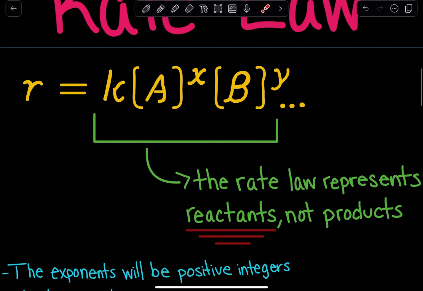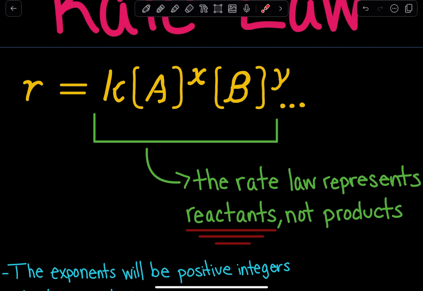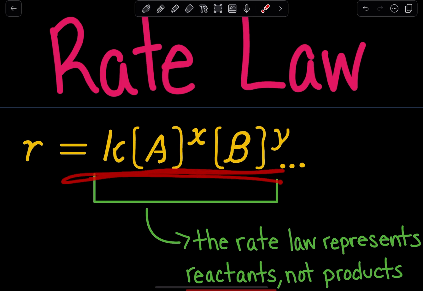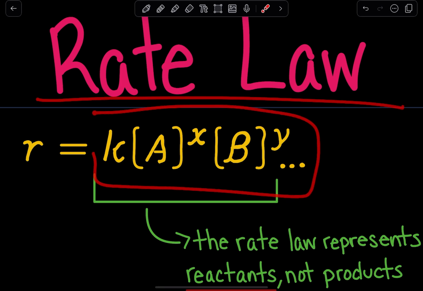What's also important to understand is that these values over here, the concentration of A, the concentration of B, represent your concentration of your reactants, not your products. So when you write out your rate law, it's important to note that you do not include products. You're only looking at your reactants. When you're comparing relative rates, which is another concept, then you can use products and reactants. But when you talk about the rate law, you only look at your reactants.